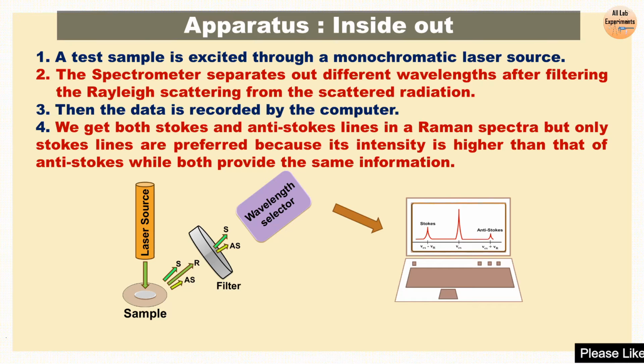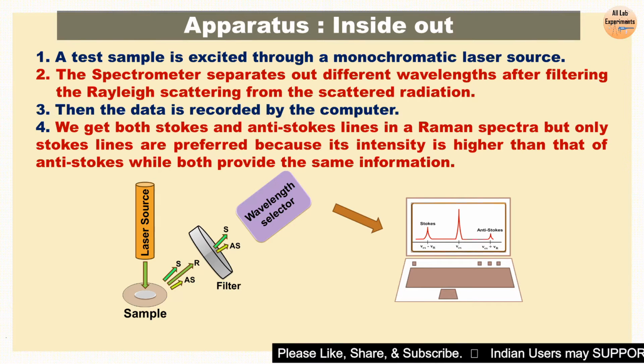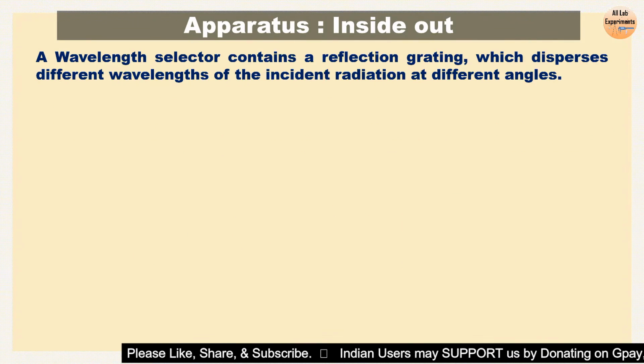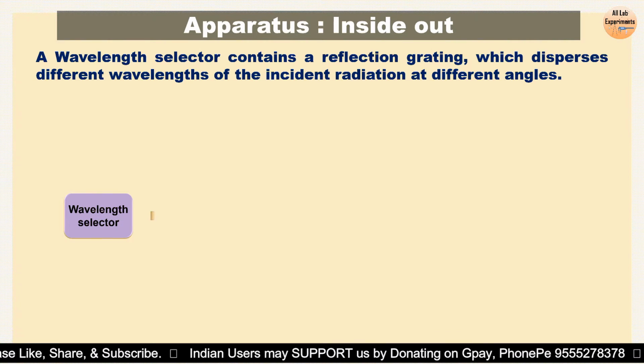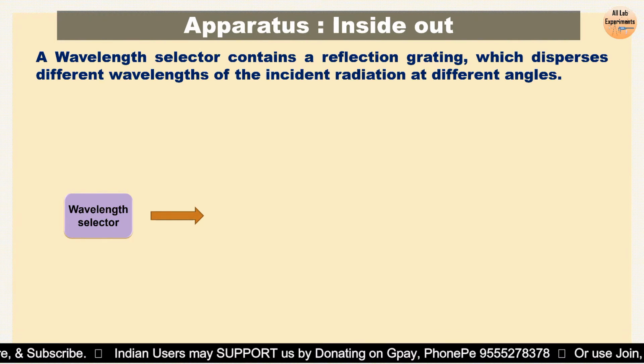In its apparatus, as we have discussed earlier, we have Stokes and anti-Stokes light, but when we observe data, we take only the Stokes line for our analysis. Now let me also tell you what a wavelength selector is. Many different kinds of wavelength selectors can be used, but one of the common designs is like this.